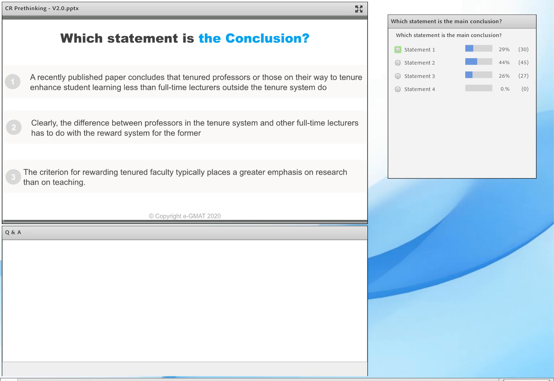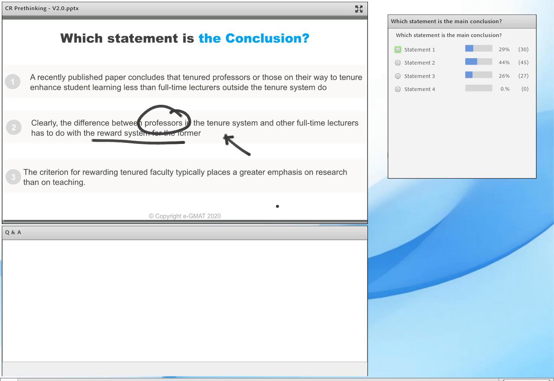What is the main conclusion? A main conclusion is a statement that the author wants to assert. The author wants to prove that, hey, this is what I want you to take out of this argument. And what does the author want you to take away from this argument? It is this statement over here, where it says the difference between professors in the tenure system and other full-time lecturers has to do with the reward system for the former. Who is the former over here? It's these professors. Okay. This is what the author wants you to believe.